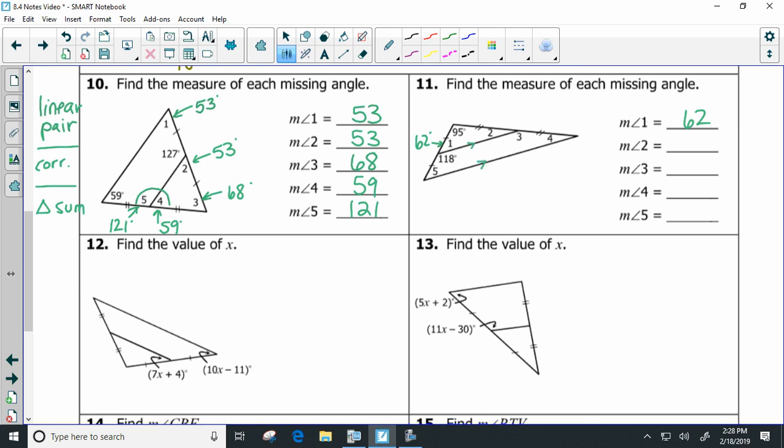These two lines are parallel of the mid-segment. So angle 1 and angle 5 are corresponding angles. So angle 5 is also 62 degrees.